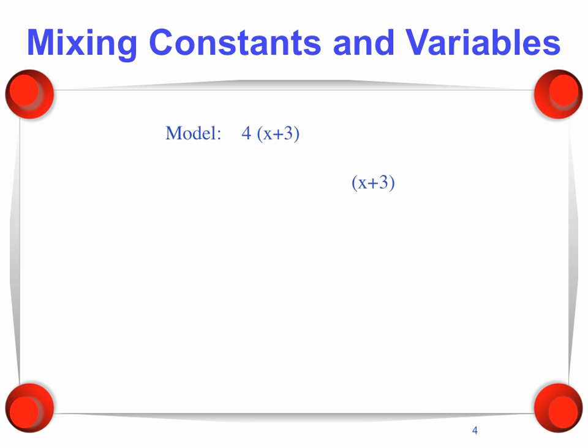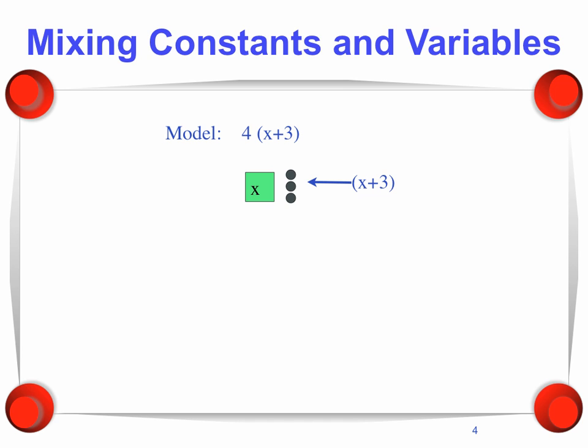So first, let's model what x plus 3 would look like. Well, x plus 3 would look like this. We'd have an x that's like a box that contains some unknown number, and we'd have 3 ones, or 3 marbles in some previous models we used. So that's what x plus 3 would look like. It's x, an unknown quantity, plus 3 more.